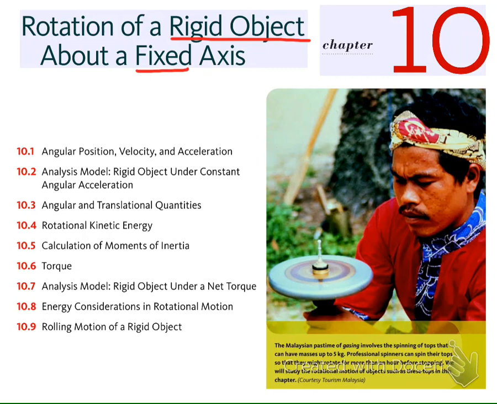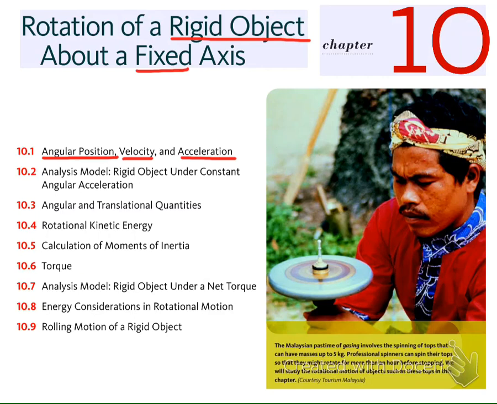We first start with the definition of the quantities that we use to describe the rotation. That is, the angular position, the angular velocity, and the angular acceleration. This is similar to when we talk about the linear motion of a particle. We have to define the position, the displacement, the velocity, and the acceleration of a particle.